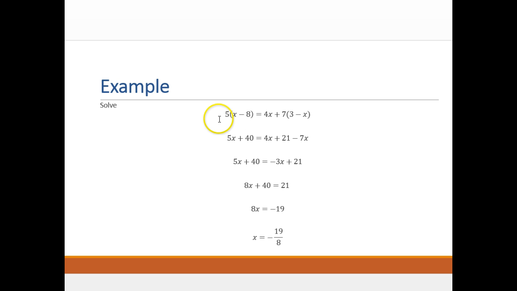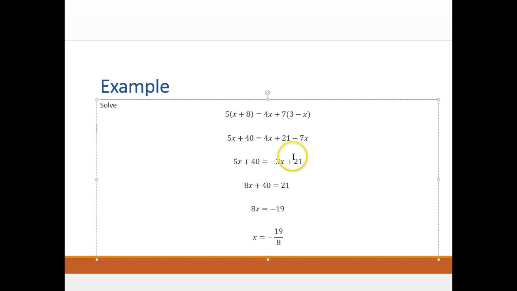Let's look at an example of this. We have 5 times the quantity x minus 8 equals 4x plus 7 times the quantity 3 minus x. Our first step is to distribute and combine like terms. So I'm going to distribute on this side. Sorry about that, I have a typo. I'm going to change this to plus 8 so it reflects it properly. I get 5x plus 40. On the right hand side, we're going to distribute the 7. We get 4x plus 21 minus 7x. We still have to combine like terms on the right hand side. This gives us 5x plus 40 equals 4x minus 7x is negative 3x plus 21.